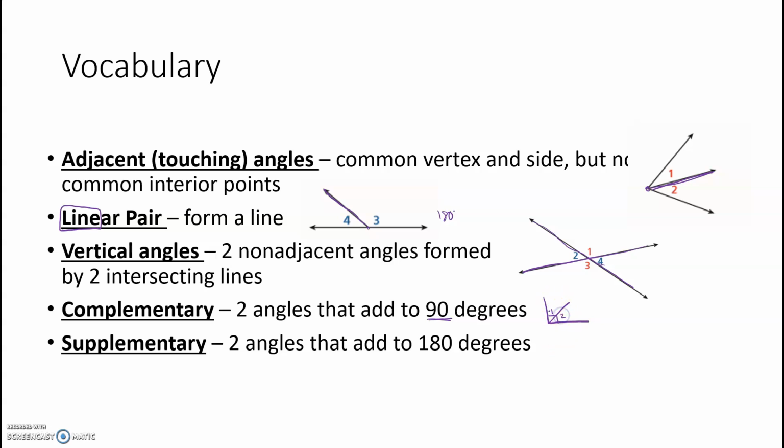Right? Angle 1 and angle 2 add up to 90. They make a right angle. So those would be adjacent complementary angles. Or they don't have to be. You could have a 45-degree angle here and a 45-degree angle over here.